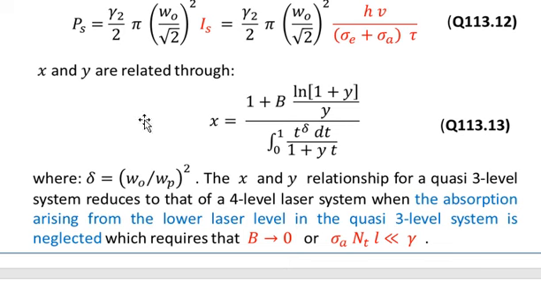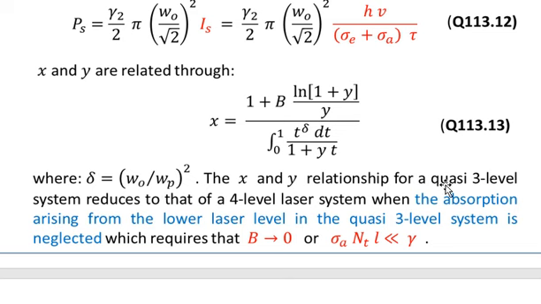X and y for this problem are related through this relationship, that is x is equal to 1 plus capital B times natural log of 1 plus y divided by y, and this whole term is divided by the denominator, which contains the integral from 0 to 1 of t to the power delta over 1 plus yt, integrated with respect to dt. Here we have defined delta as the square of the ratio of the beam waist to the beam spot, that is square of W naught to WP.